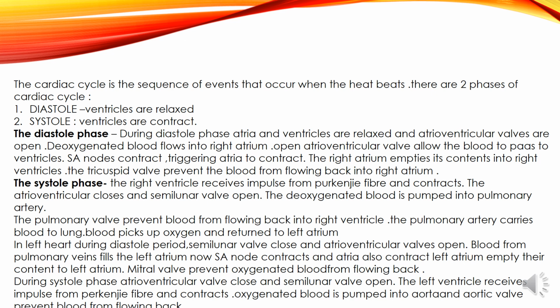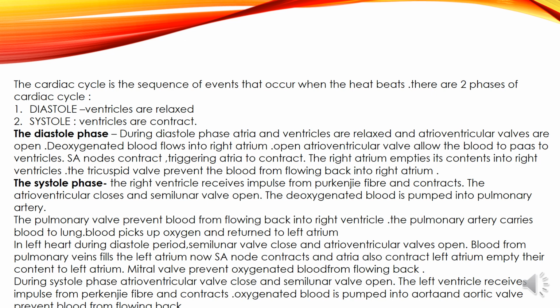The SA node fires, triggering the atria to contract, and the right atrium empties all its content into the right ventricle, and there is a tricuspid valve. We have already learned that. So the tricuspid valve prevents the blood from flowing back to the right atrium. Once blood goes down to the required compartment, it never goes back. So you have a very nice system in your body.